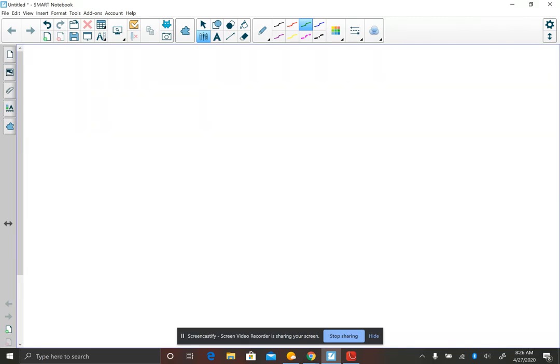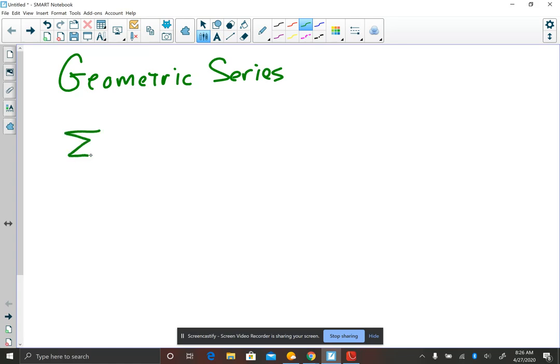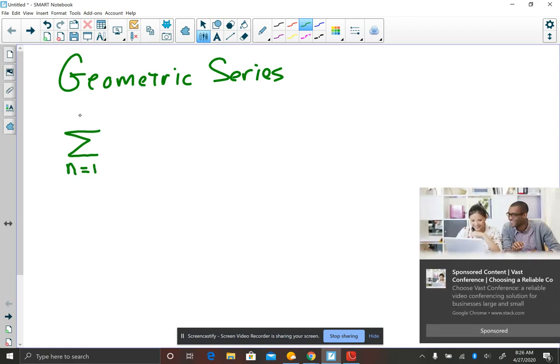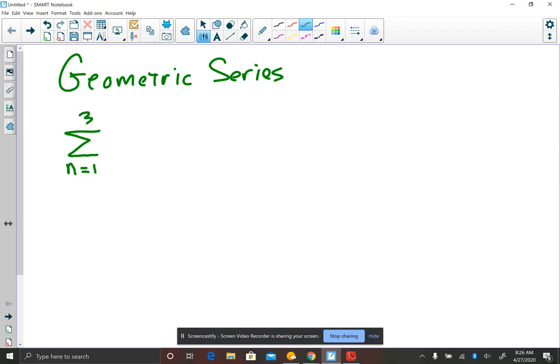Today we're going to learn about geometric series. Last week we learned about arithmetic series. So again, series means you're going to add up things from a list. We're going to start at the first term and stop at the third term.